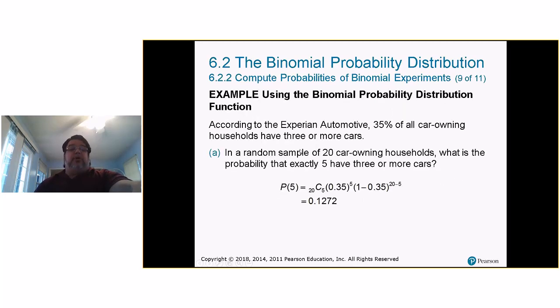Here's an example. According to Experian Automotive, 35% of all car-owning households have 3 or more cars. In a random sample of 20 car-owning households, what is the probability that exactly 5 have 3 or more cars?